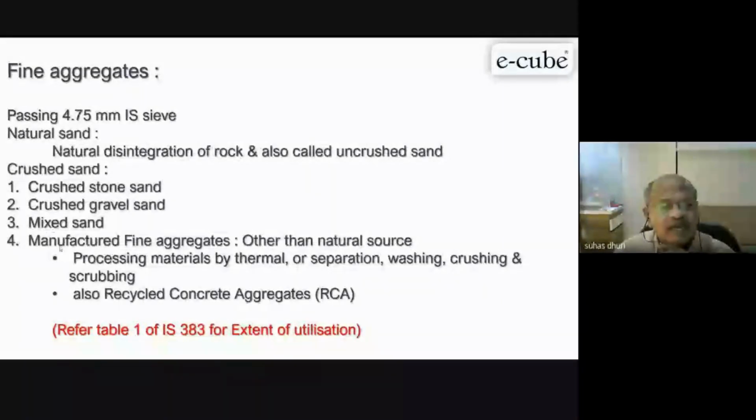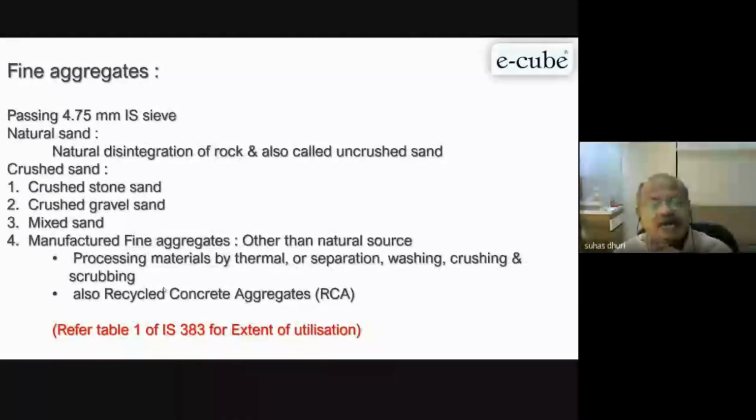Then you can come to the manufactured fine aggregate. Mostly fine aggregate is manufactured from sources other than natural. So whatever is coming from the crusher is not the manufactured sand. Manufactured sand may be processed by thermal or separation, washing, crushing and scrubbing. A lot of industrial waste is available, like GBS, granulated blast furnace slag. That is also available, that you can separate out and use as aggregate after washing and crushing to desired levels. That is called manufactured aggregate.